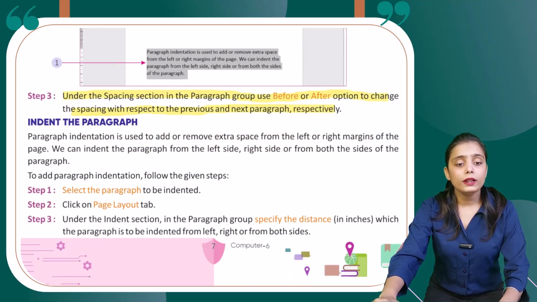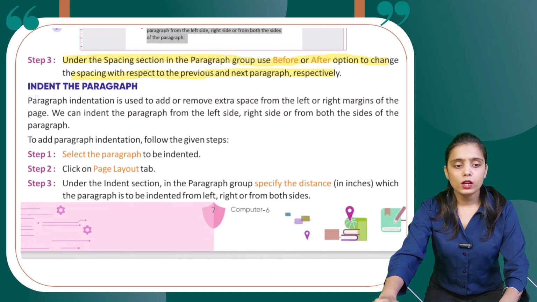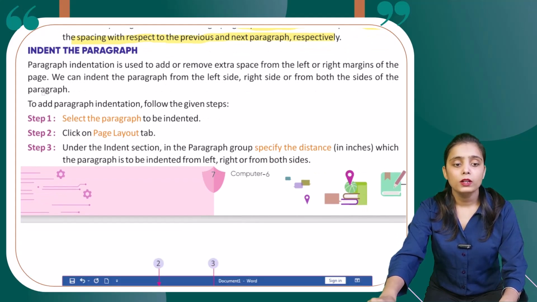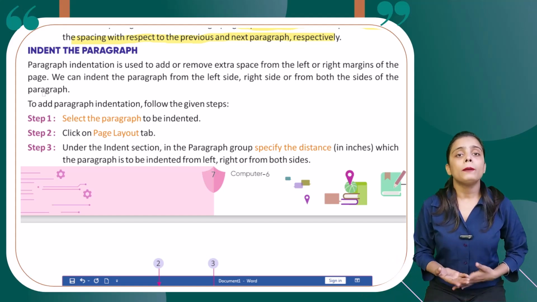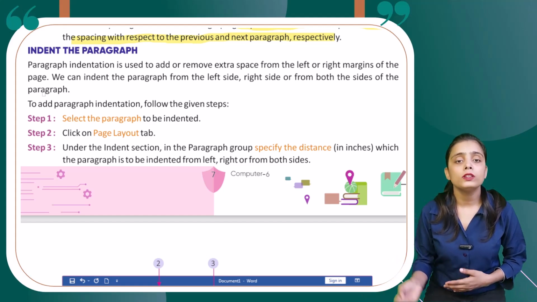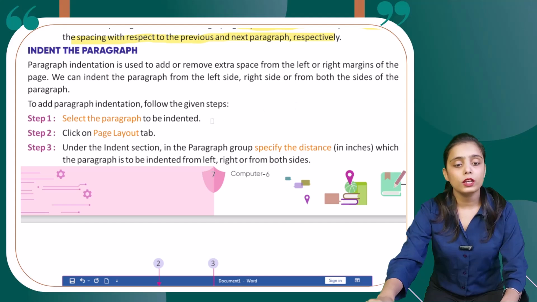Now let's see how to indent the paragraph. So how will you indent the paragraph? Paragraph indentation is used to add or remove extra space from the left or right margins of the page. We can indent the paragraph from the left side, right side, or from both sides of the paragraph. So if you want to add paragraph indentation, how will you do this? To do this, you can follow the given steps.